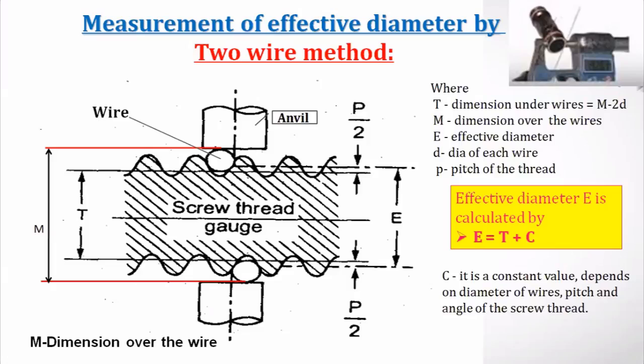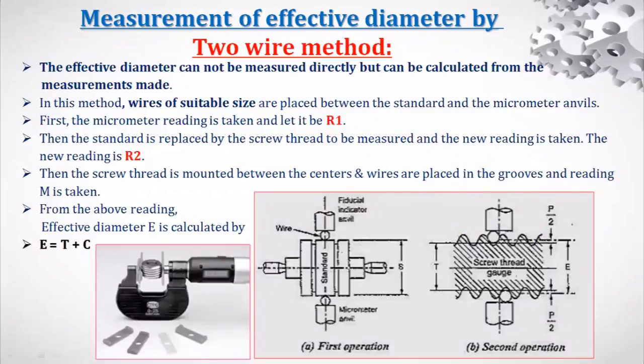That C is represented as a constant value. It actually depends on the diameter of the wires, the wire which has been selected. It depends on the pitch and the angle of the screw thread. If it is a V thread, then the angle will be 60 degrees. If it is a Whitworth thread, the thread angle will be 55 degrees. Depending on the type of screw thread angle, the pitch, and the diameter, the C value will depend. This is the formula, E is equal to T plus C. The same image I will take in the next slide, so that you can understand it better.